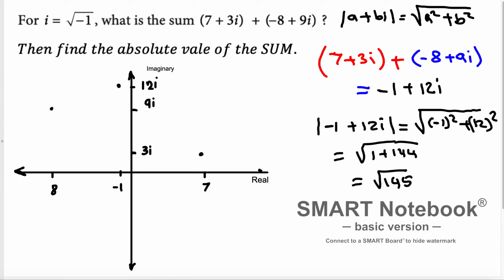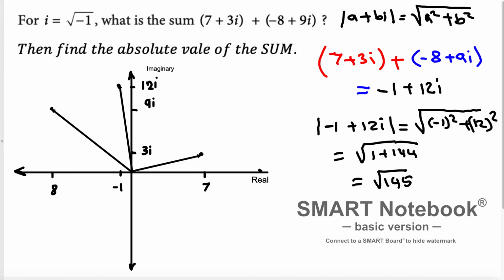But let me graph now here. If we are graphing this 7 plus 3i, the complex number is going to look in the graph something similar to what we have here. So I'm sketching here. And now if we wanted to graph minus 8 plus 9i, it is going to look in this form. But the sum is minus 1 plus 12i. So the real part is minus 1 and the imaginary part is 12i. So these are going to be the coordinates.